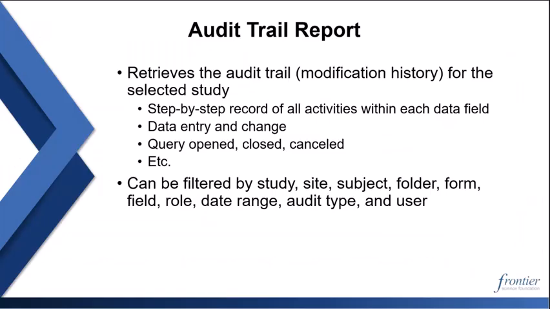Next, we'll look at the audit trail report, which receives the audit trail or modification history for the selected study. You get a step-by-step record of all activities within each data field, including data entry and data changes, and any queries being opened, closed, or canceled, etc. The report can be filtered by a large number of categories listed here, and it's highly suggested that you filter down the report as much as possible before running it, because audit trails can be very long, so it's best to make the report as specific as possible.